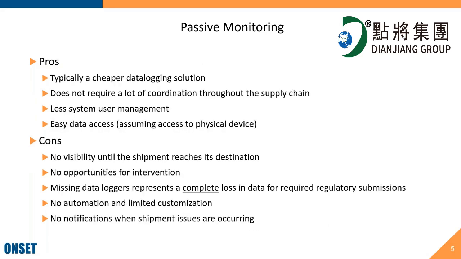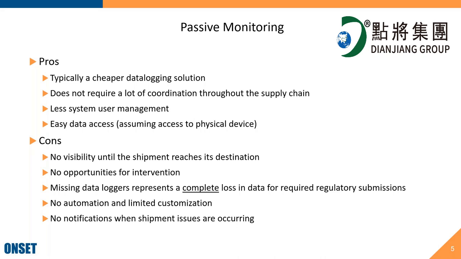Let's talk about the pros and cons of each. So with passive monitoring, the pros are it's typically a cheaper data logging solution. So again, talking about USB loggers, those are considered to be really the cheap solution, especially compared to cellular data loggers, which have more expensive technology and associated data plans. So passive monitoring is typically cheaper in that sense.